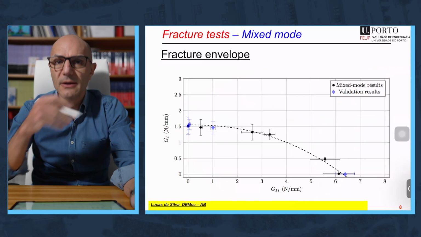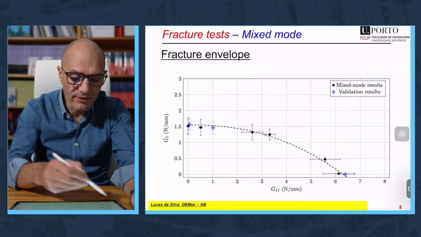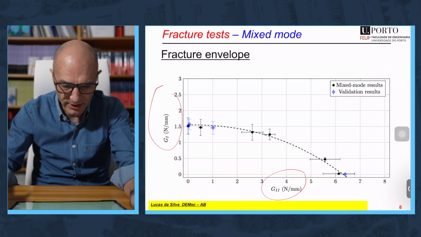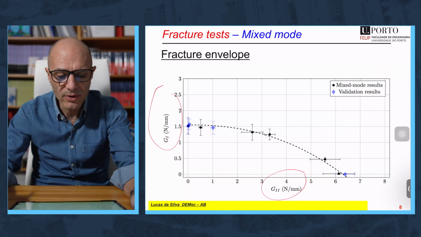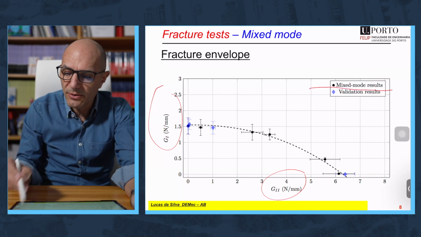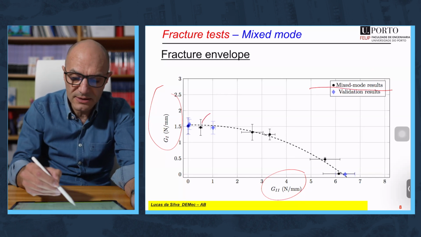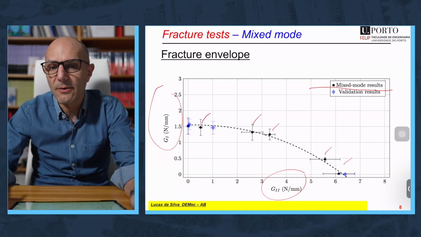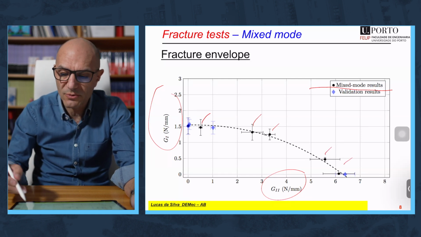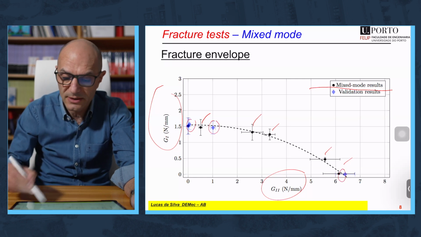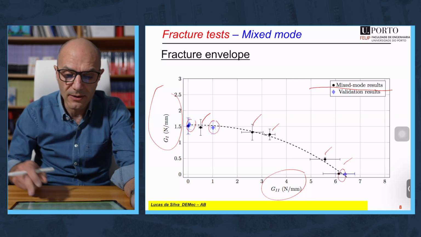It's very easy to determine the fracture envelope in a graph G1 versus G2, strain energy in mode 1 versus strain energy in mode 2, and you have the results obtained with that device here, here, here, and you see you have many mixed mode conditions. Of course, we have validated this with standard specimens, which are in blue, and you can see that they compare very, very well.